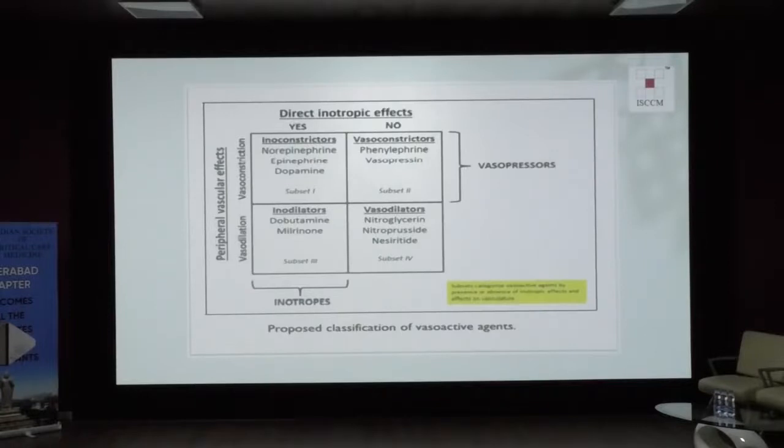Coming to the classification, this is a proposed classification based on direct inotropic effects and peripheral vascular effects: what are called vasopressors and what are called inotropes. Pure vasoconstrictors are phenylephrine and vasopressin. Those with both contractility and vasoconstriction are norepinephrine, epinephrine and dopamine. The inodilators are dobutamine and milrinone, and the vasodilators are NTG, nitroprusside and nesiritide.